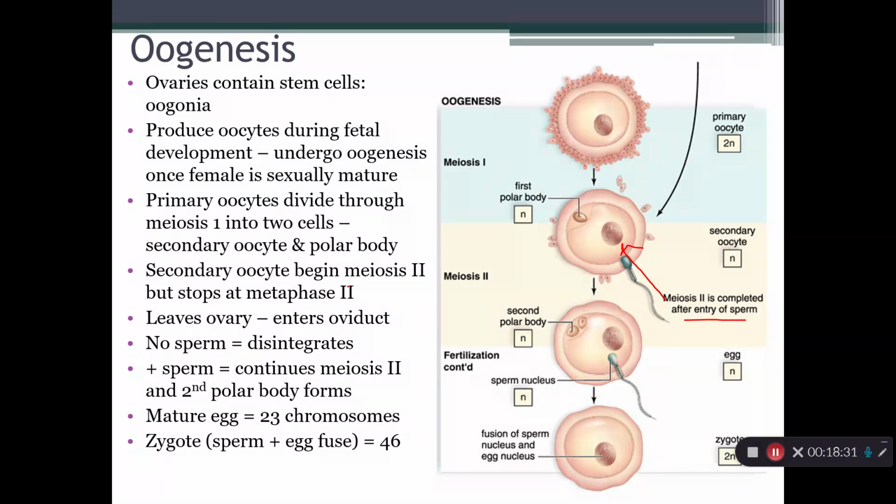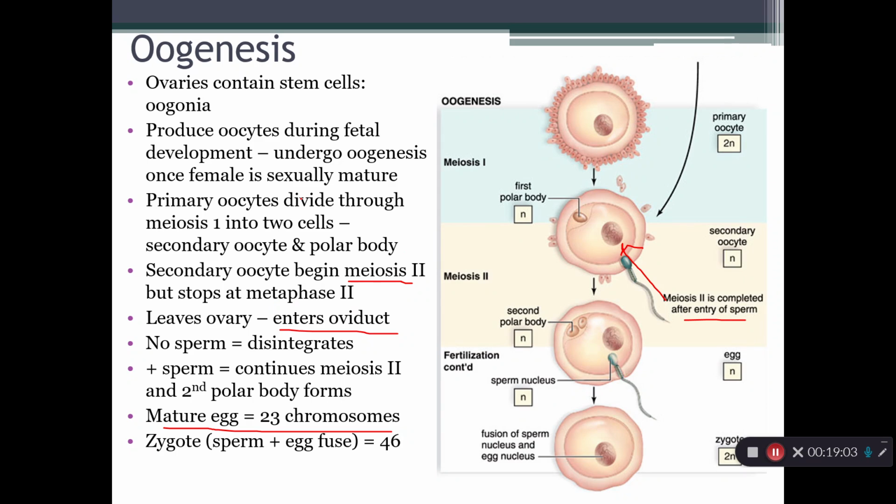Secondary oocytes begin meiosis 2, but stop at metaphase. It leaves the ovary and enters down into the oviduct. No sperm? Then if there's no sperm, the egg would disintegrate. If there is a sperm, then it continues through meiosis 2, and it forms a second polar body. Mature eggs have 23 chromosomes. A zygote has 23 pairs, 23 from the sperm and 23 from the egg.